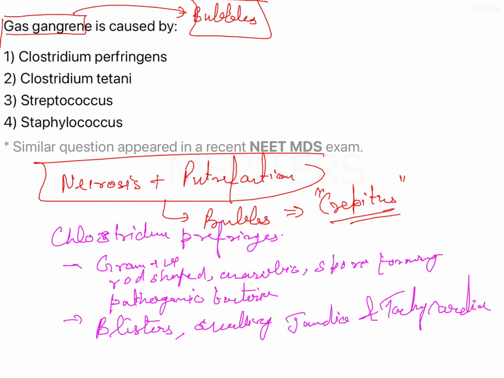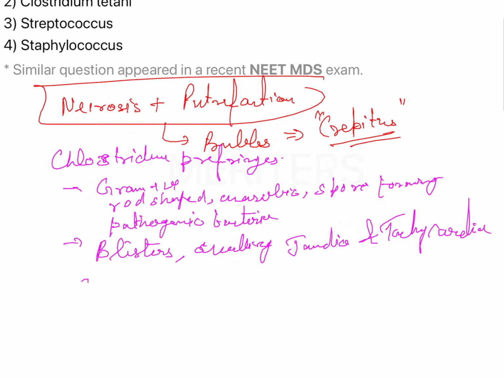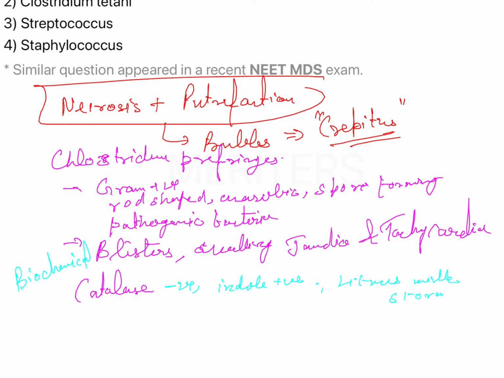Now, what are the biochemical properties of this particular bacteria? It is catalase negative, indole positive, and in litmus milk it shows stormy fermentation. It gives a characteristic appearance on blood agar as well, right?